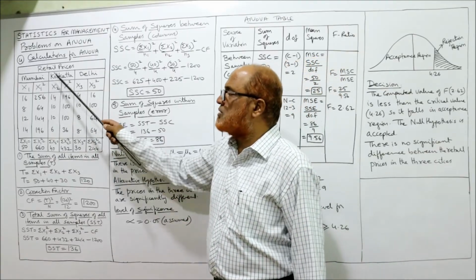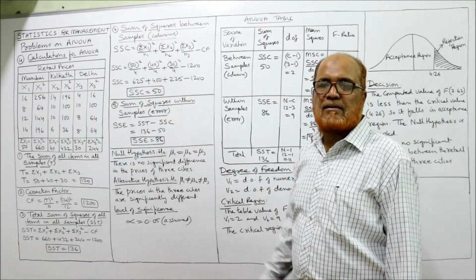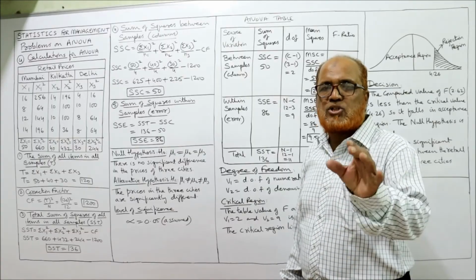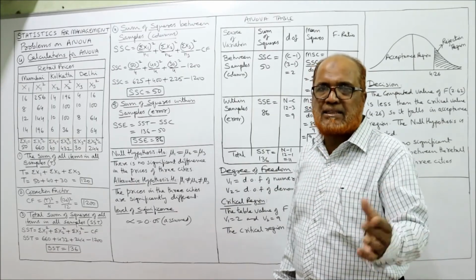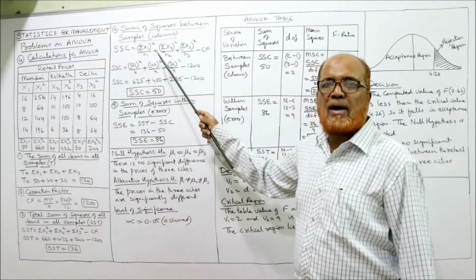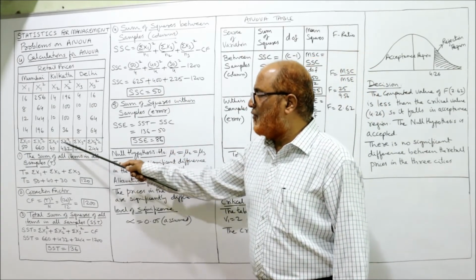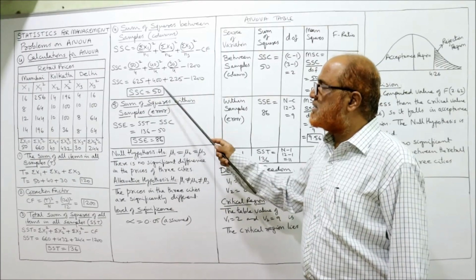Samples are given in columns. So sum of squares between samples, column SSC: summation x1 whole square by n1 plus summation x2 whole square by n2 plus summation x3 whole square by n3 minus CF. So x1 is how much? 50. So 50 square divided by 4, 40 square divided by 4, 30 square divided by 4 minus 1200. Now you simplify, SSC is 50.